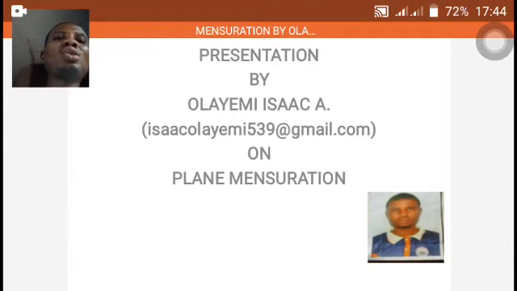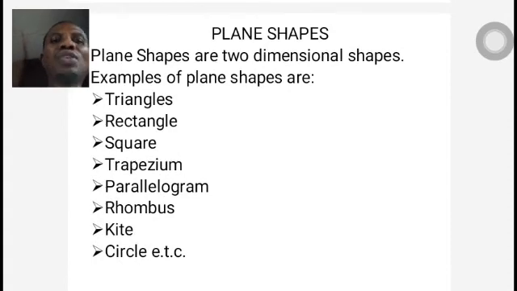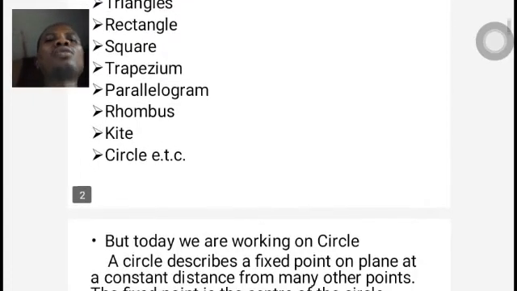Today, we are going to consider plane mensuration, plane shapes. Plane shapes are two-dimensional shapes of length and breadth. Examples of plane shapes are triangle, rectangle, square, trapezium, parallelogram, rhombus, kite, and circle. So you are looking at a special type of plane shape, which is the circle.